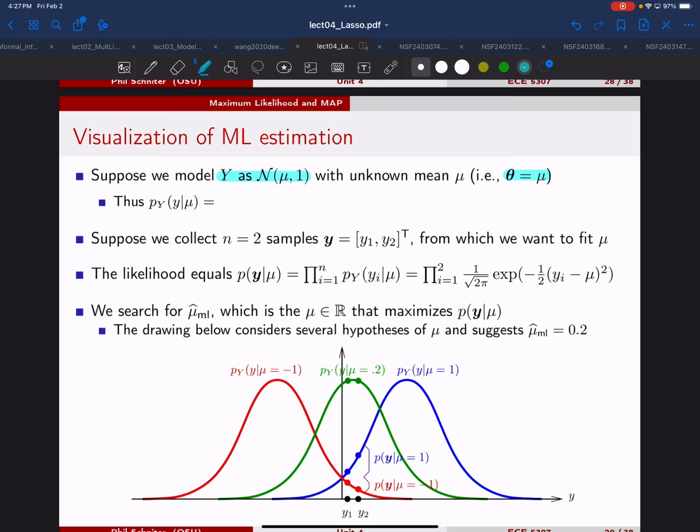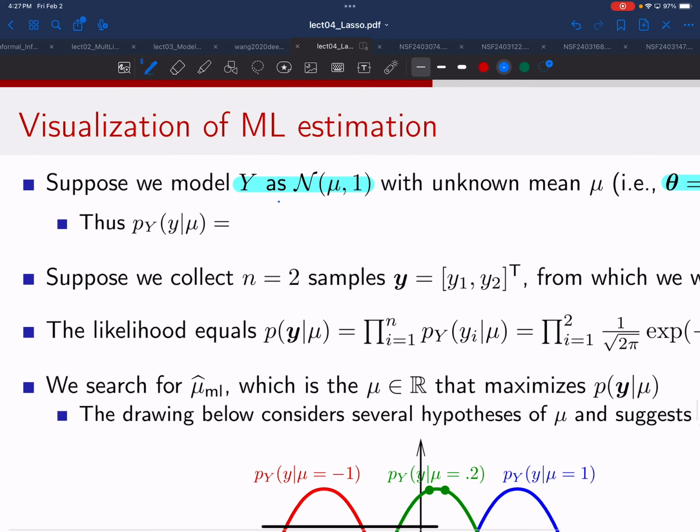Okay, so what do we have now for p(y given mu)? Well, that is just the Gaussian PDF that we saw earlier, except we're going to plug in a fixed variance of 1. So we have 1 over the square root of 2 pi, and then the exponential of minus 1/2 times (y minus mu) quantity squared.